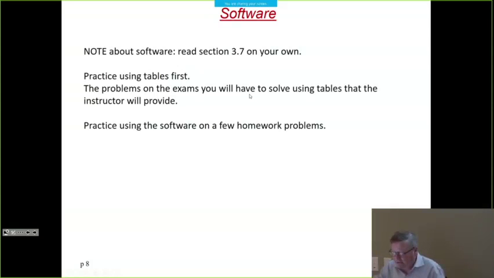On the other hand, if you want to use software, which is indeed faster, and if you want to do that on homework problems, go ahead and use it, as long as you know how to use the tables as well.